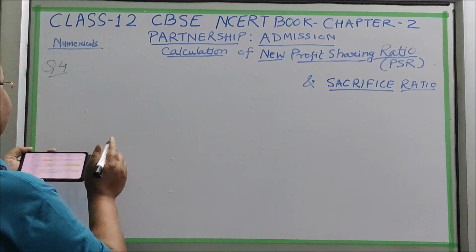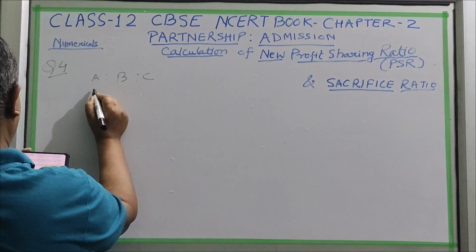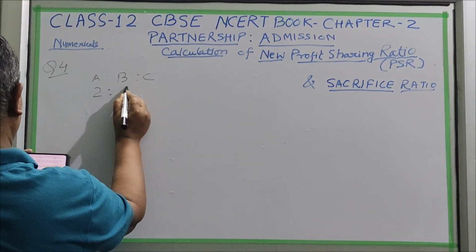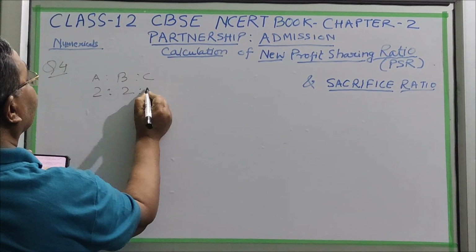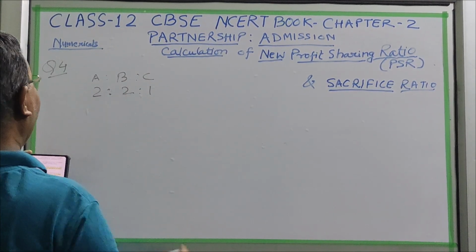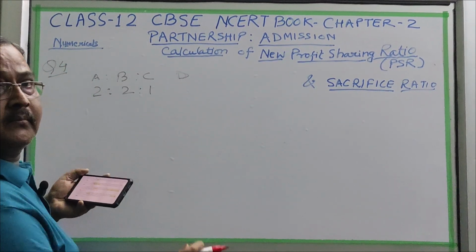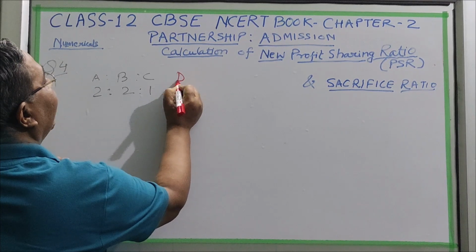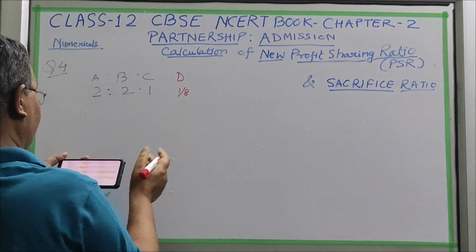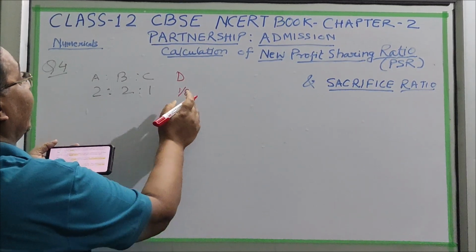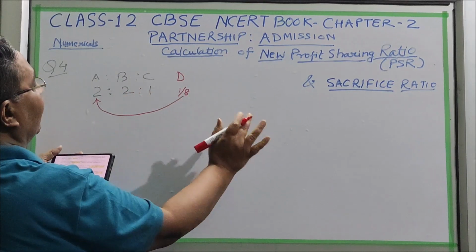A, B, C are partners, and their ratio is 2 is to 2 is to 1. Their ratio is this one, and they admitted D for 1/8 share, which he acquired entirely from A. Entirely from A means B and C will not sacrifice.